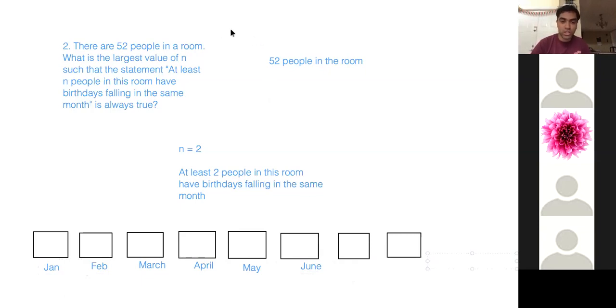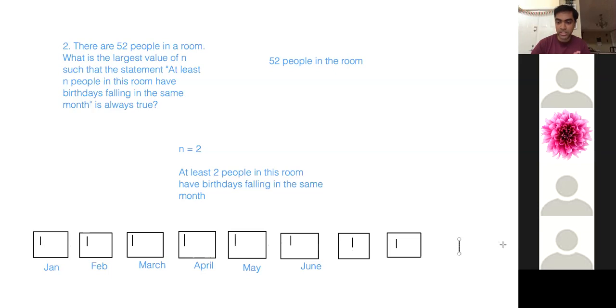So let's say the first person I put in the first month, January. Now the second person, if I put them in January again, then there will be two people in the room having the same month birthday, right? So I want to put it in February to spread them out as much as possible. Then I would put the next one in March, the next one in April, and so on. I have to do this one by one unless I want to have two people in the same month, right? So I can do this up to 12 people, until I have one in each of them.